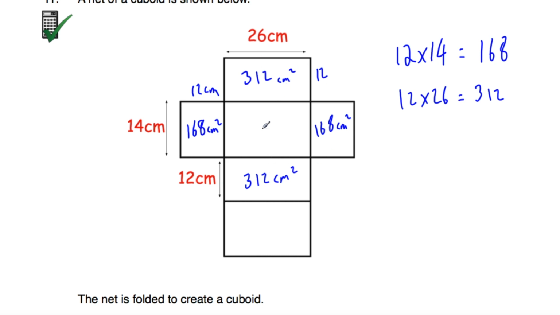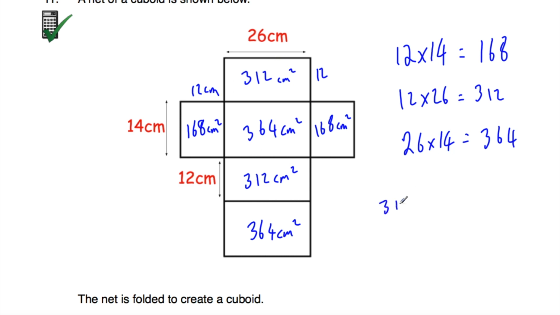Now we just need to get the area of the base of the cuboid and the top of the cuboid. So let's consider the base. Well, as you can see from this rectangle, it's going to have a length of 26 and a width of 14. So if we do 26 times 14, that's equal to 364. So that means the area of the base of the cuboid is 364 centimeters squared. And if that's the base, the top would have the same area of 364 centimeters squared. And that's it. Now we can just add them together.